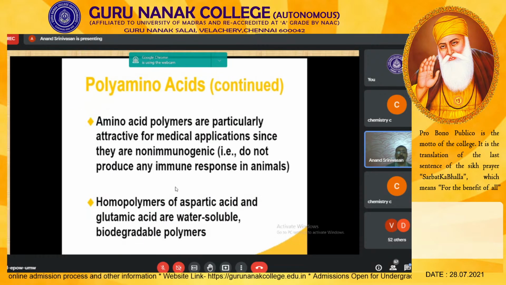Similarly, they are particularly attractive for medical applications. So when you are looking for healthcare applications, this is a material which can be tried. Homopolymers of aspartic acid and glutamic acid are water soluble and biodegradable polymers.